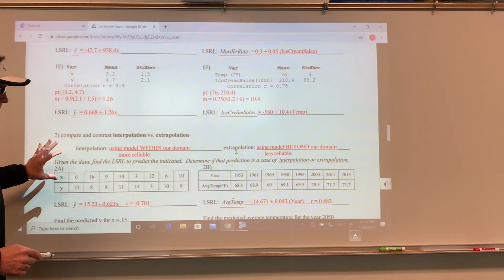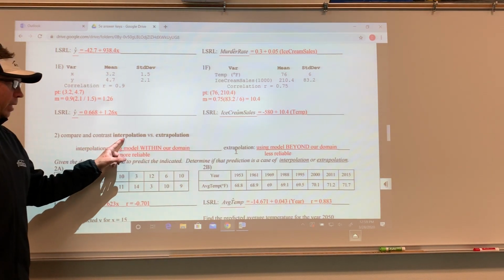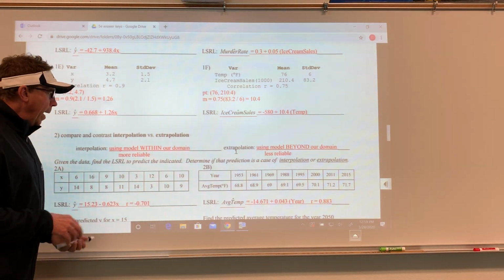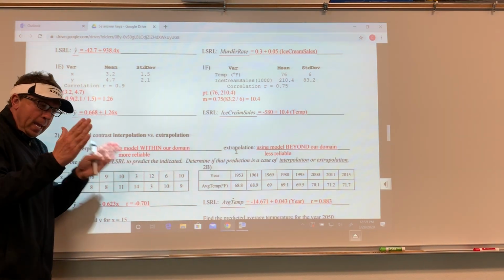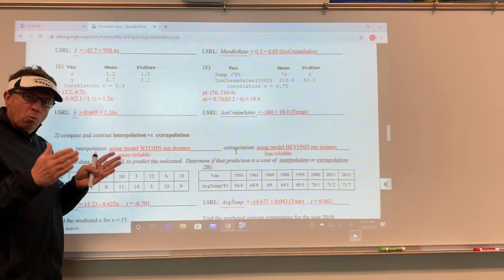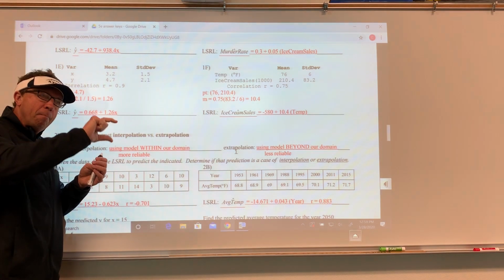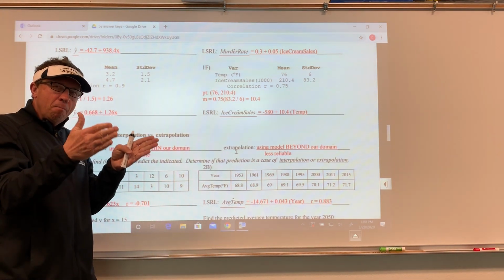Okay, we're going to go on to item 2, and we're going to be talking about interpolation and extrapolation. All right, really easy. Interpolation is when you predict within a model. And if you do interpolation within a model, it's considered pretty trustworthy because you have a model that is designed to fit a certain domain.